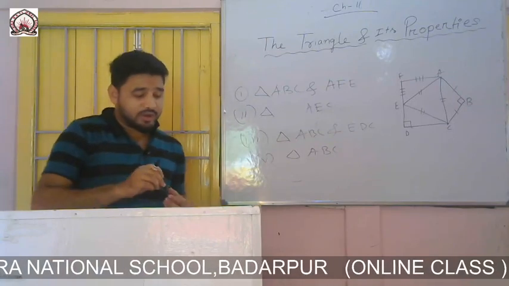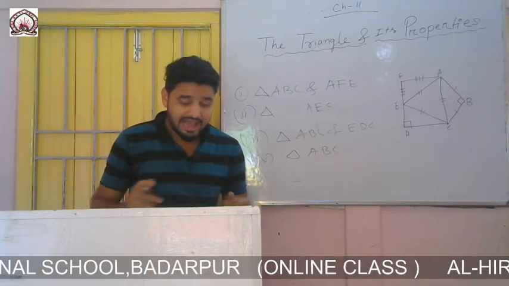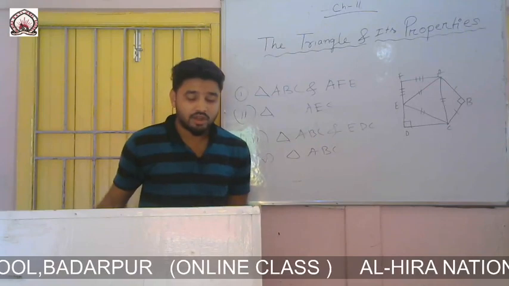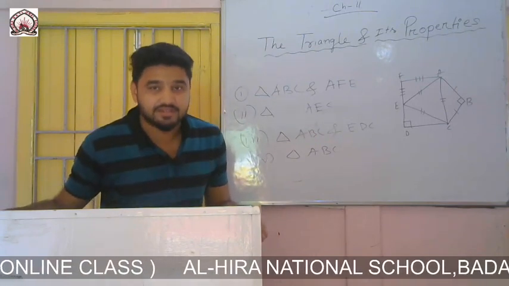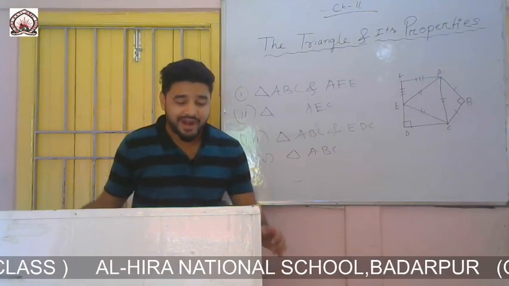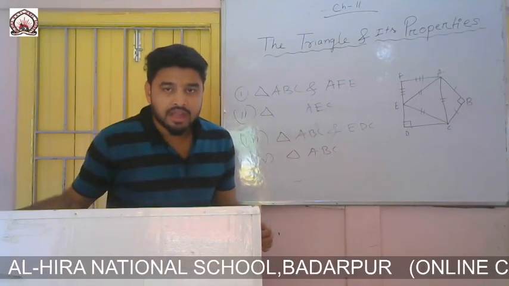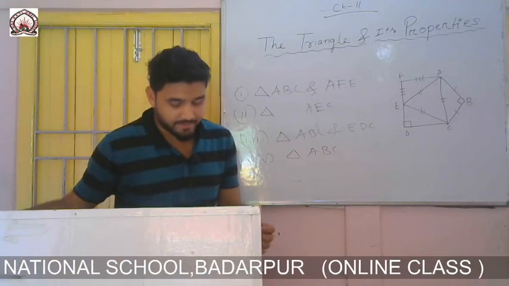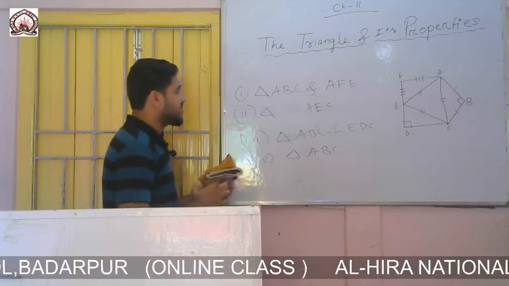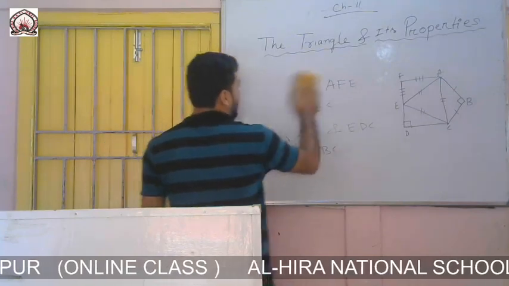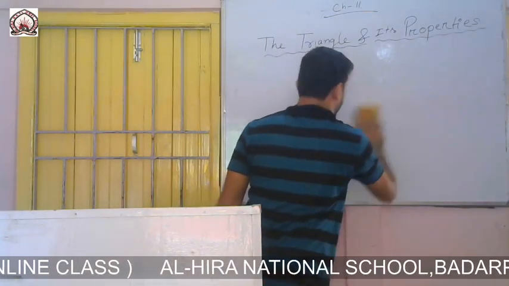Now come to question number 2. In question number 2 we have to find the lettered angle. That means we have to find the measurement of angle X. Angle X is not given, we have to find the measure of angle X. In this case you just look at the blackboard, I will show how to find this.